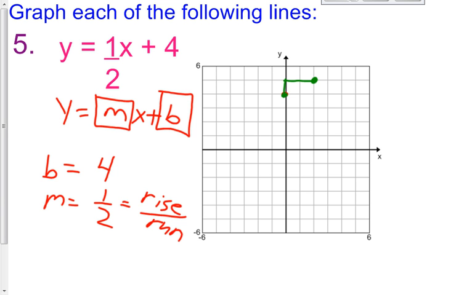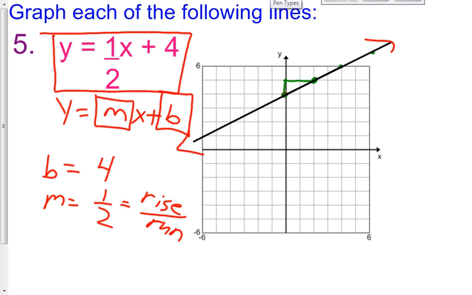I could continue this, rise of 1, run of 2, rise of 1, run of 2. I can continue this forever, but I only need 2 points to draw my straight line. I definitely recommend that you use a straight edge. It's pretty easy for me to have it on my smartboard here. You might want to use a ruler or just use the edge of a notebook. I would like you to have these lines as straight as possible so there are no curves in them. So there is my line that represents this equation, y equals 1/2 x plus 4.